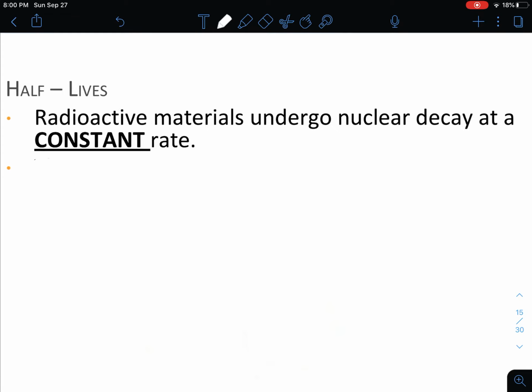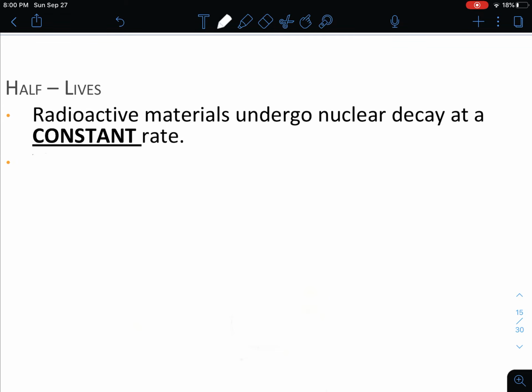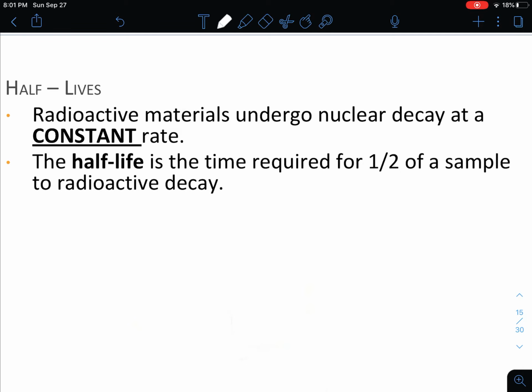So, let's look at half-lives. In essence, radioactive materials undergo nuclear decay at a constant rate. It doesn't fluctuate, it just stays the same. And depending on whether you're going through alpha, beta, or gamma, or you could also have electron capture or positron emission, these are all different types of radioactive decay. The half-life is the time it takes for half of the sample to radioactively decay. In other words, half-life is the time required for one half of a sample to decay.